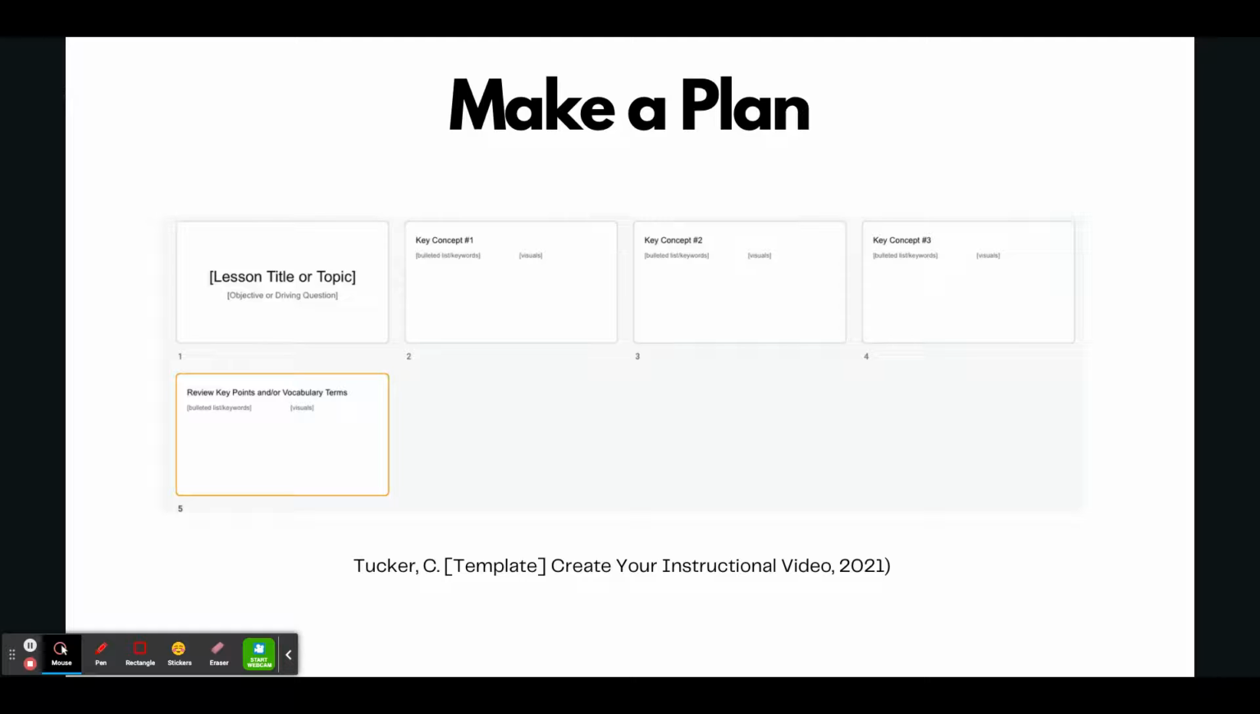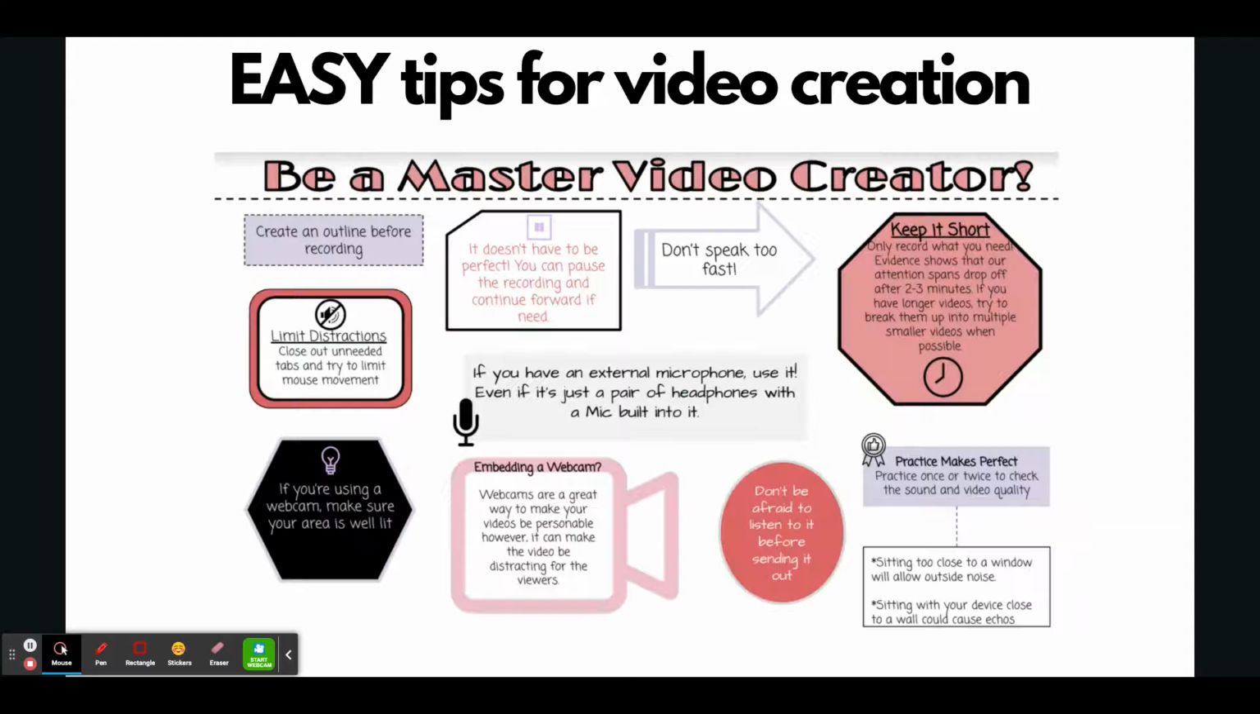I'm a paper person sometimes, and sometimes I'm a digital person, so find a method that works for you. On the slides that you get, you're going to have a picture that's going to be linked to the Make a Plan guide from Caitlin Tucker. And this is so simple. She has the lesson title and topic, key concepts, bulleted list and keywords, and visuals. You don't have to script out every single word that you're going to say, but it helps the flow be so much smoother if you do have an idea of where you're going with the instructional video.